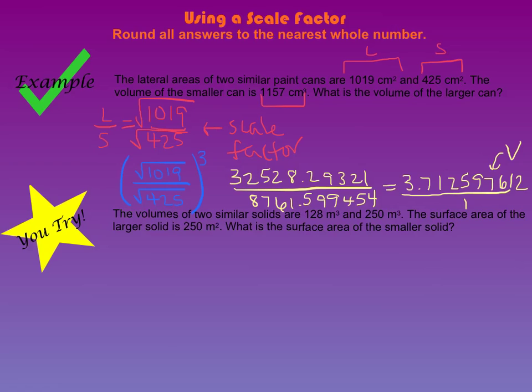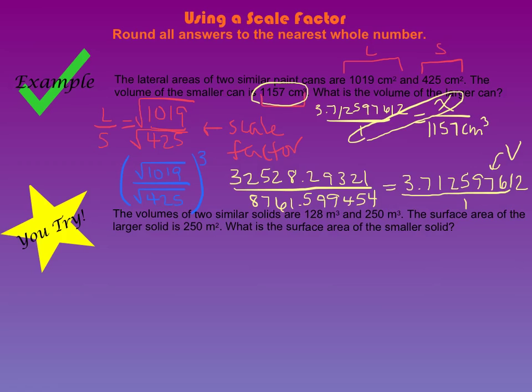Now, what I have to do, though, is I have given to me the volume of the smaller can. So I need to take that scale factor, 3.712597612 over 1, and I need to set that equal to my large volume, which is what I'm trying to find, over my small volume. And what I can do here in order to solve this is cross multiply, because now I have a proportion set up.